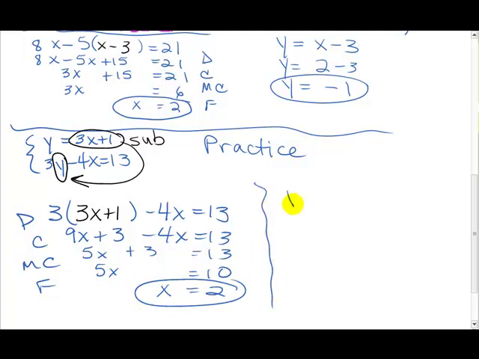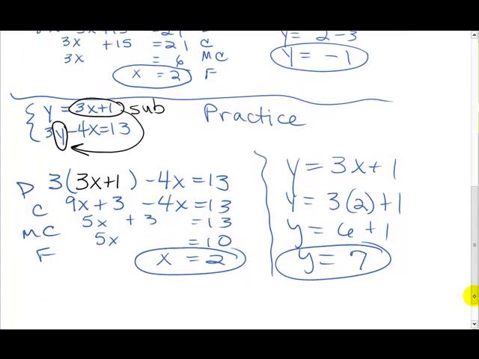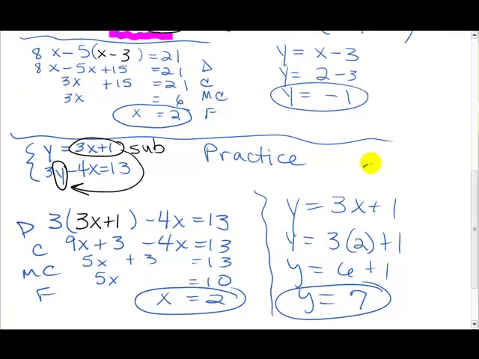Then we'll use this y equals 3x plus 1. Put in your 2 now as the substitute. And y will equal 7. 2 and 7.